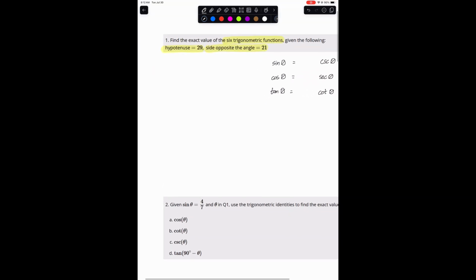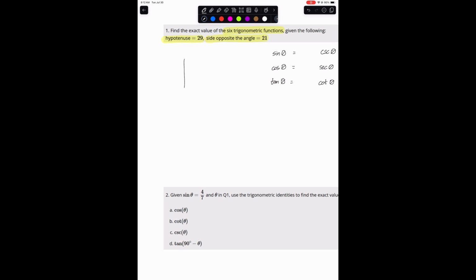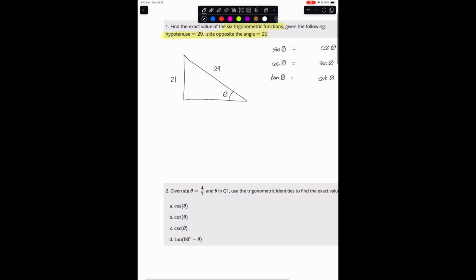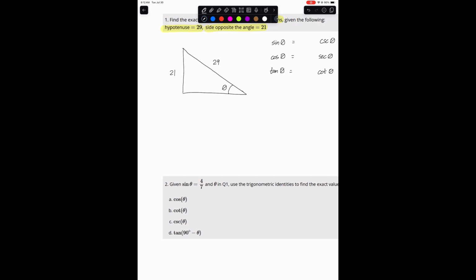So first what I'm going to do is draw my triangle. I have my angle theta, and let's just say it's here. My hypotenuse is 29, and the side opposite is 21. Now, this missing side, right? We can use the Pythagorean theorem.